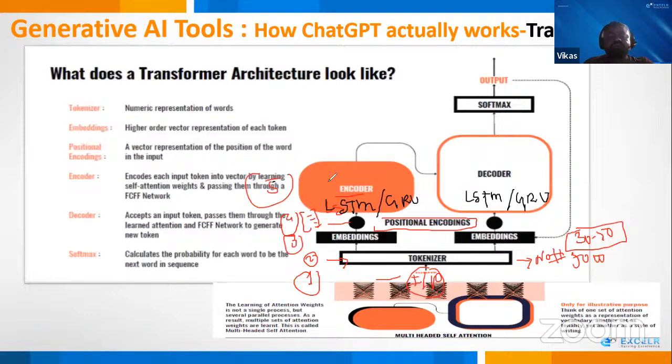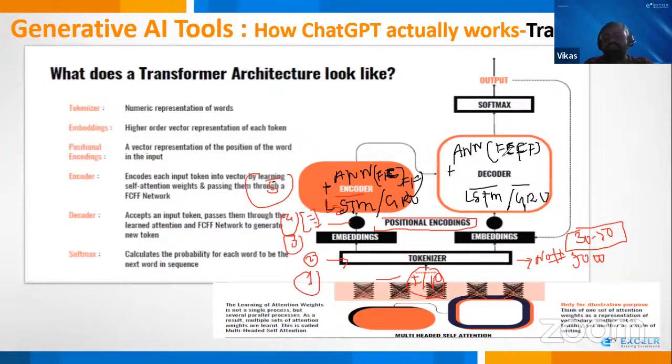GRU layers at step 5, plus there will be an artificial neural network, which will be called a feed forward network, or FC, feed forward connection. That is what it is called. And the same here: there will be an artificial neural network in the decoder as well, which will be called a feed forward network.